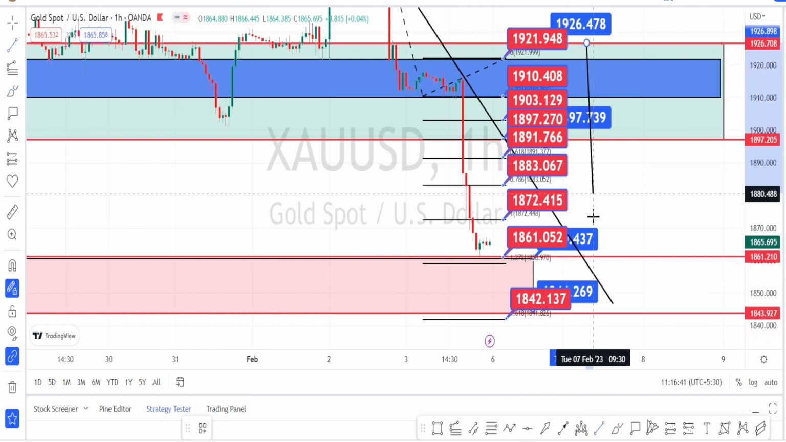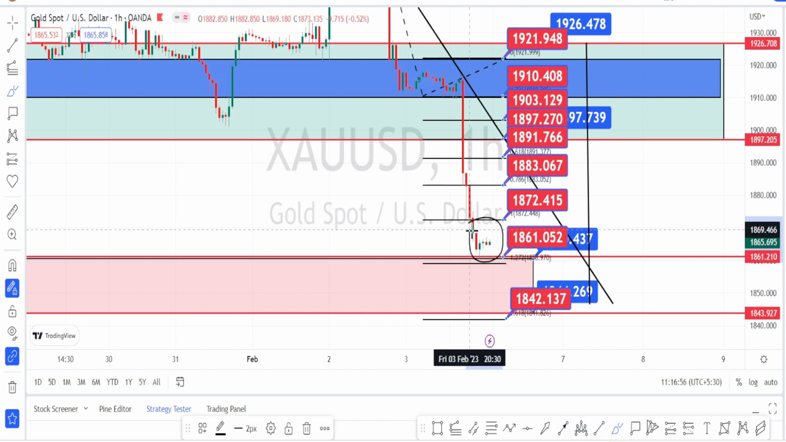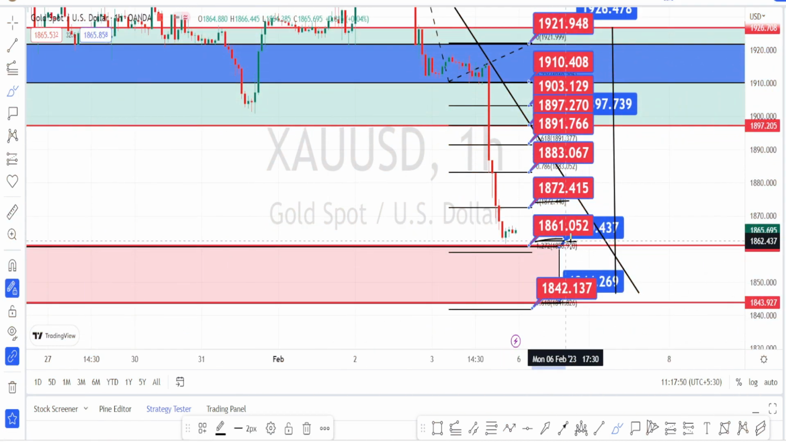So the values within these red color boxes are the resistance and support levels for current price action in hourly time frame also. Currently the price action is consolidating within the resistance level of 1872 and support level of 1861. Once the support is broken, the next level of support is going to be around 1842, 1815. And if the price action takes support on the support level of 1861 and bounces back on the bullish side retracement, the immediate resistance is going to be around 1872, 1883, 1891, 1897, 1903, 1910 and 1921.